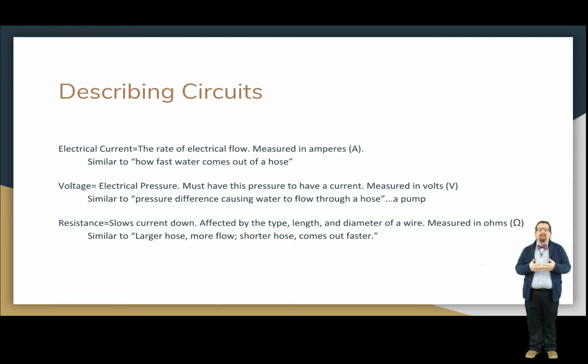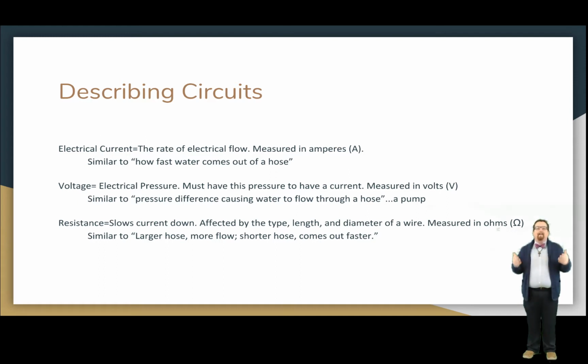To use an analogy, if a hose is the wire and the water is the electricity, your current is how fast the water is flowing through the hose. We measure current in amperes, or amps for short, and the label unit we use is a big capital A.